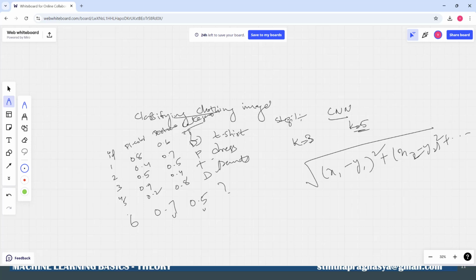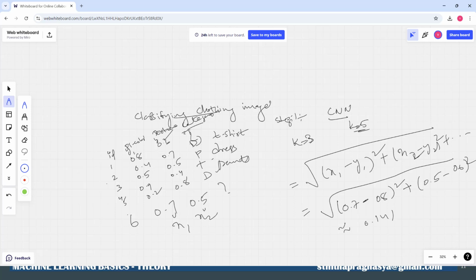Now we have these many points. I will just show you for one or two points, and then you can imagine how that calculation is going to happen. Okay, so this is our x1, x2, and this will be y1, y2 for the first one. This will be y1, y2 for the second one, so on and so forth. So in this case, x1 is 0.7 minus y1, in the first one, it's 0.8 whole square plus x2 is 0.5 minus y2 is 0.6 whole square. So when you calculate this, approximately it will become 0.141.